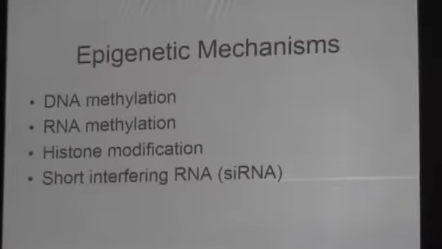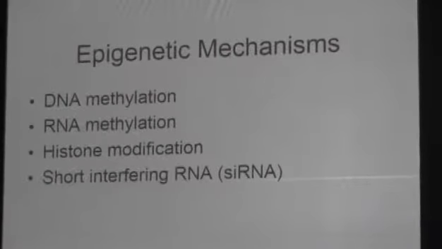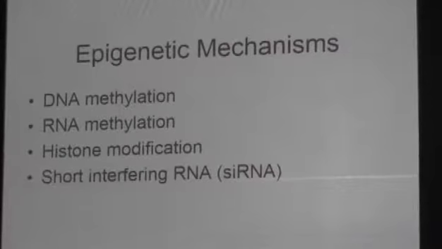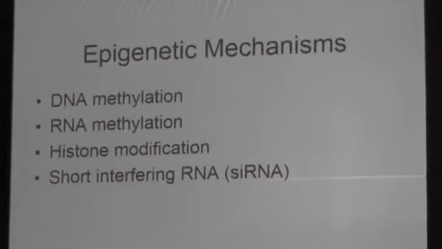Here are the main examples of epigenetic mechanisms that are of intensive research study within a lot of different subdisciplines in biology: DNA methylation, RNA methylation, modifications to histones, and also short interfering RNAs. We're going to hear a lot today specifically about DNA methylation epigenetic mechanisms.